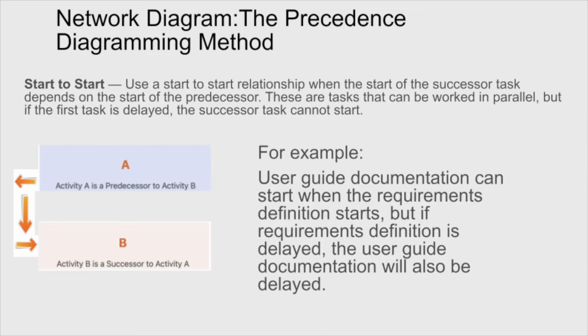The second type of precedence deals with the start-to-start relationship. And what a start-to-start relationship really says is, look, you can start the first task, A, and you can start the second task, B, all at the same time, provided that A has started. Okay, you can't do B without A actually starting. So, for example, a user guide documentation can start when the requirements definition starts. We got it all figured out, basically. If you don't have a clear understanding of what the requirements are, however, you can't start the user guide.